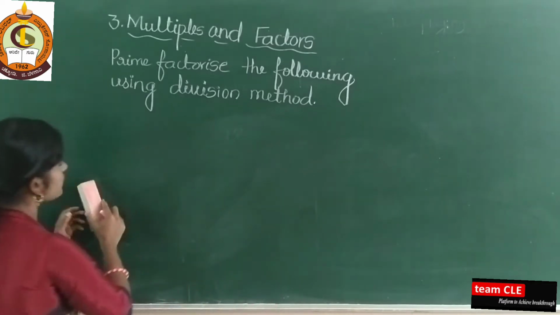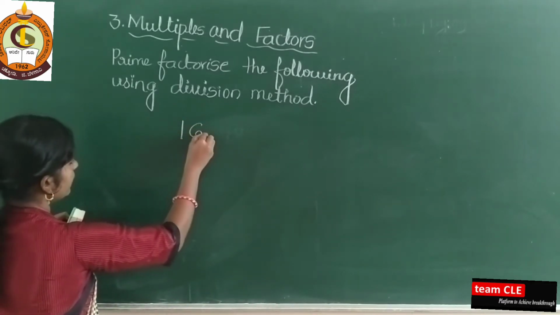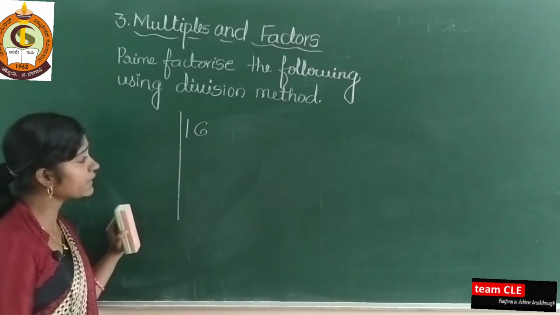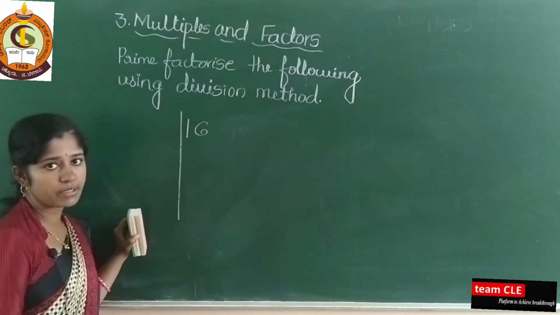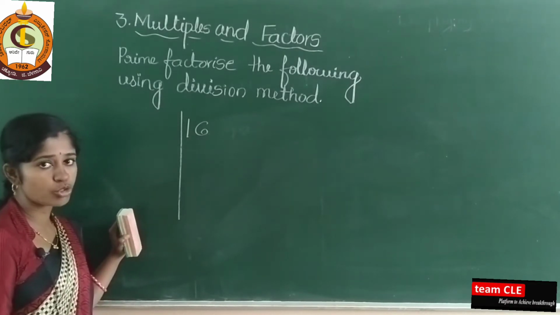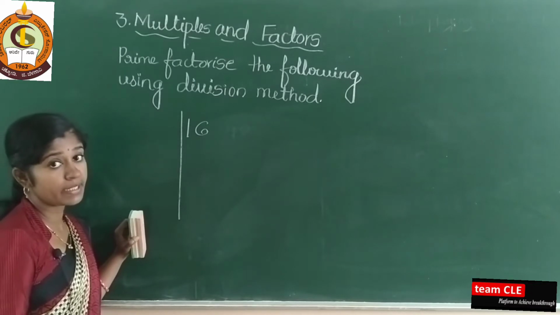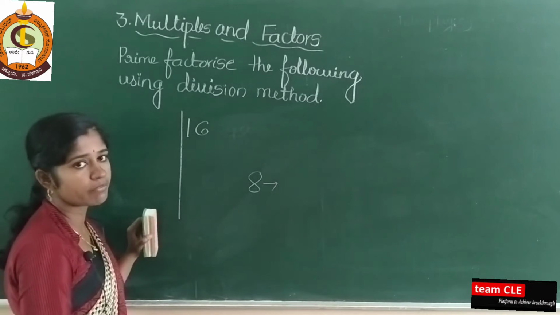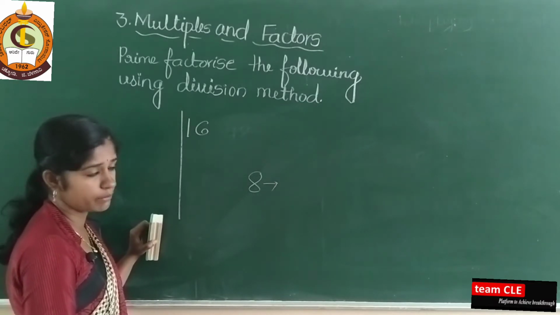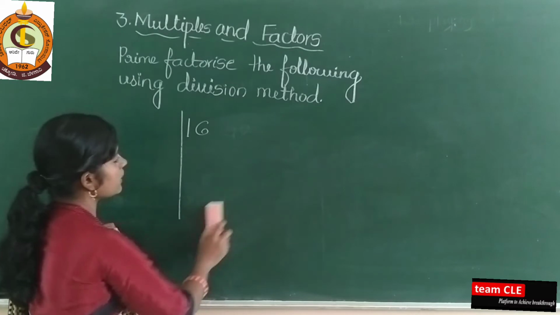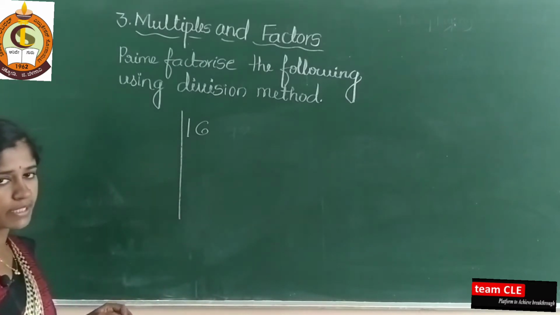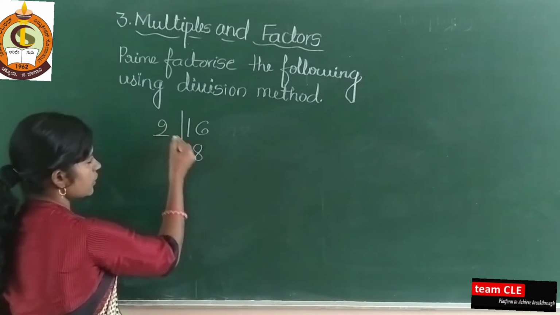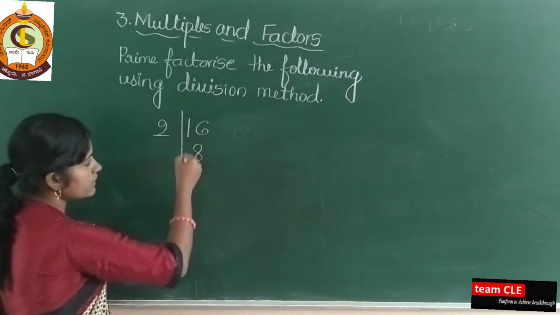I will take here 16 and you draw one line here. Then tell me, 16 is there in which table? Yes, it is there in 8 twos table also, but don't take directly 8 because 8 is a composite number. Whenever you are dividing the number you start with the prime number. Then tell me, this 16 is there in 2 ones table? Yes, it is there in 2 ones table and you can write here 2 eights are 16. How much you have to write here?